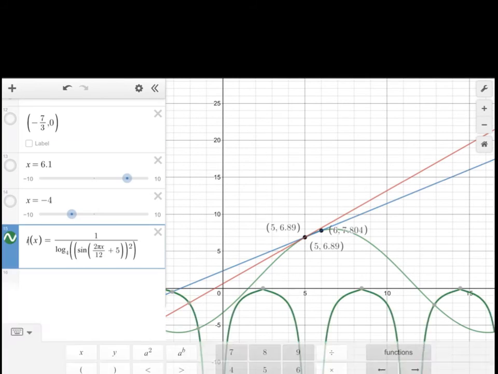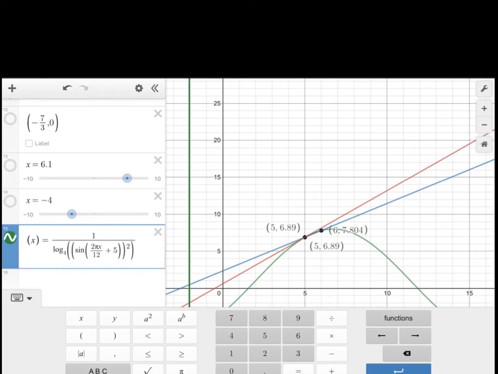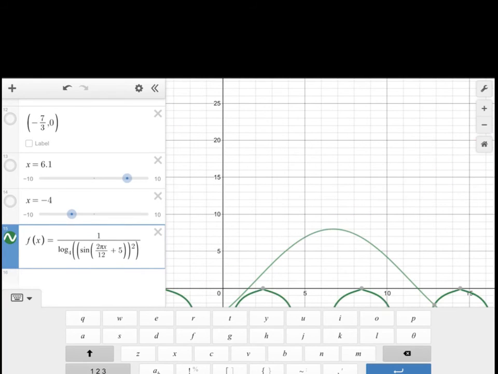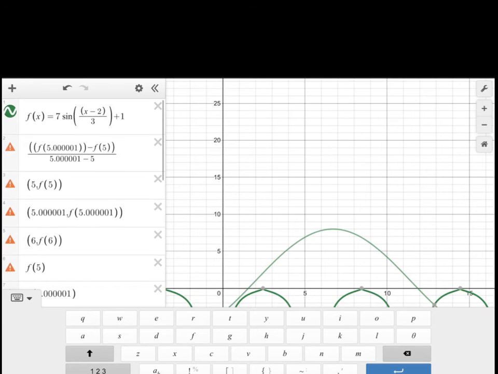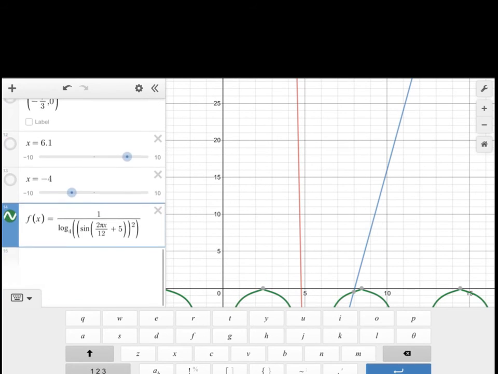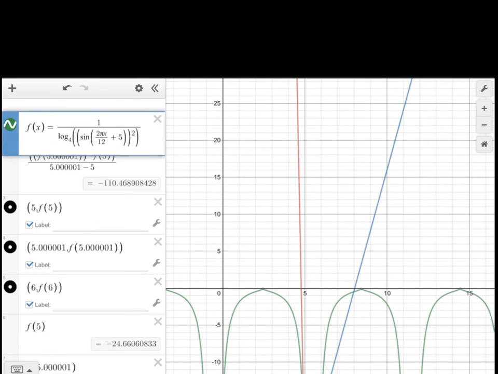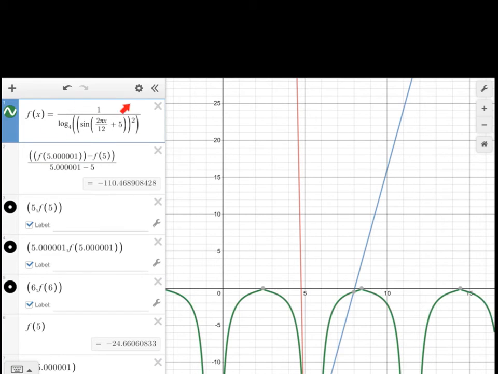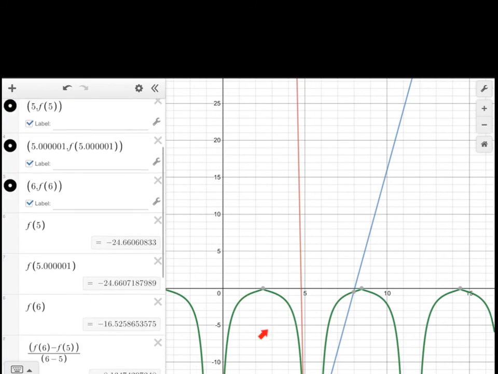And last but not least, let's do a combination of a bunch of functions. So you got a log in there, you got a rational in there. We've just combined a bunch of different things, and it's a nice weird curve here. All right.